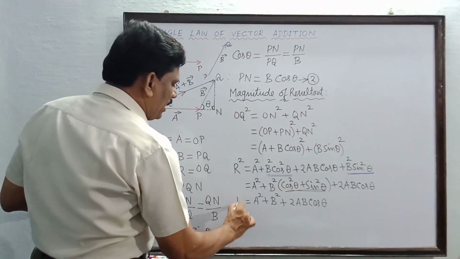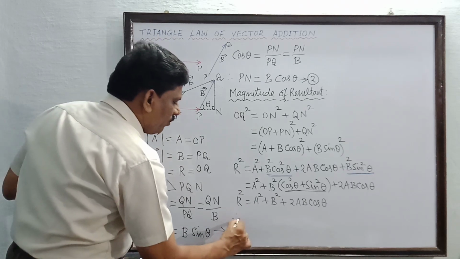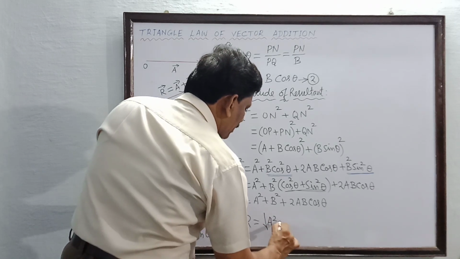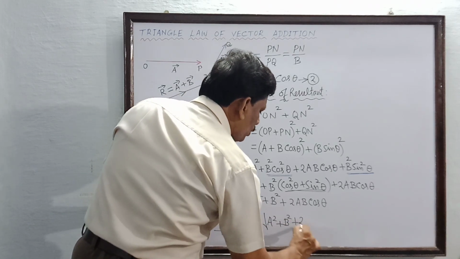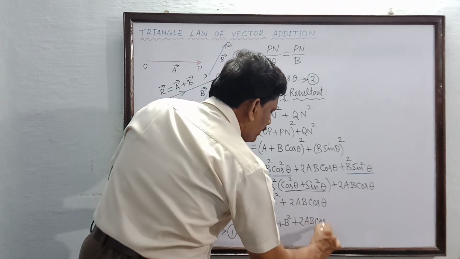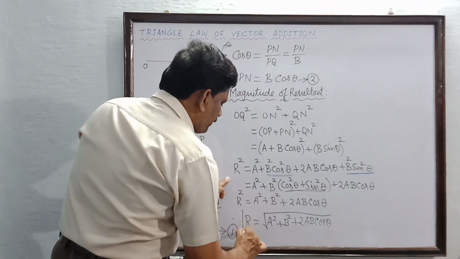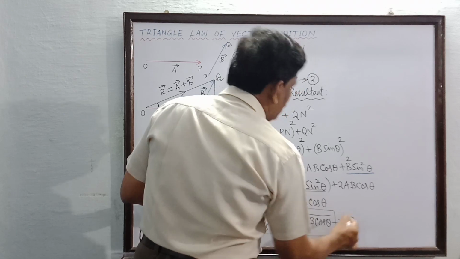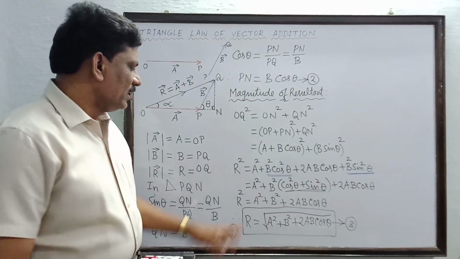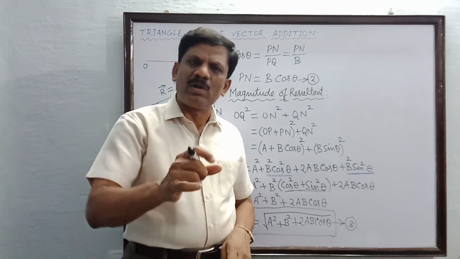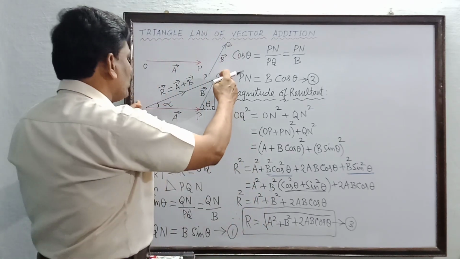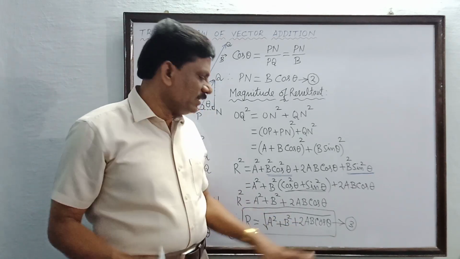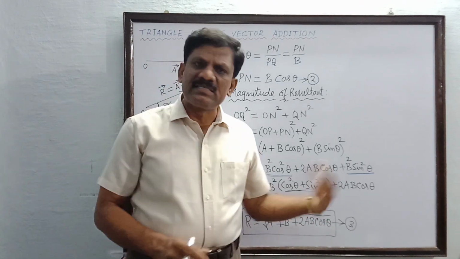So left hand side is now R square. We need only R. Therefore now R alone is equal to square root of A square plus B square plus 2AB cos theta. So this is the expression for the magnitude of the resultant vector. So this is equation number 3. We have derived easily an expression for the magnitude of the resultant. So that is the length of the side OQ we have found. So if you substitute the value of these two given vectors A and B and the angle theta between the two vectors, you can find out the magnitude of the resultant vector.